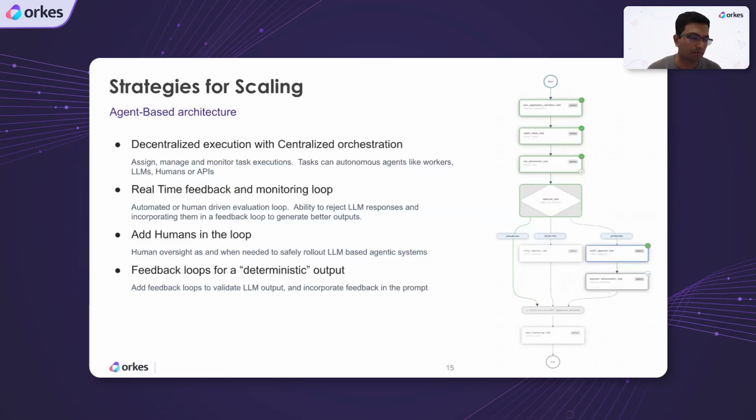LLMs are powerful, very powerful, but they're not perfect. Human oversight is needed. It can catch issues before they escalate, and it adds an additional layer of trust and security. And finally, design for deterministic feedback loops. You want LLM outputs to be repeatable, reliable. That means building systems that can take in feedback, learn from it, and adjust prompts or workflows accordingly.